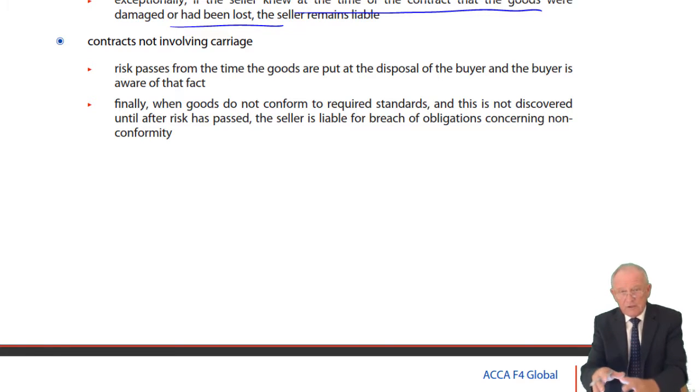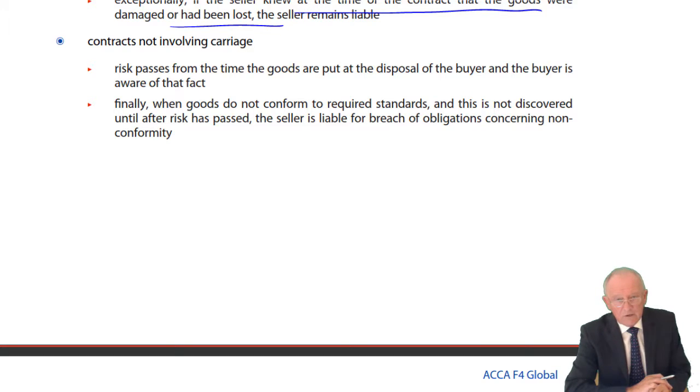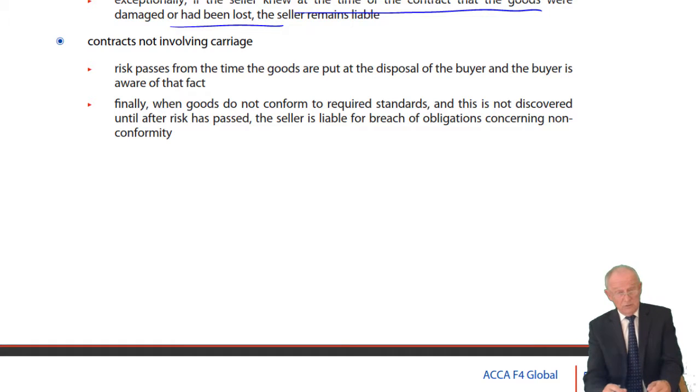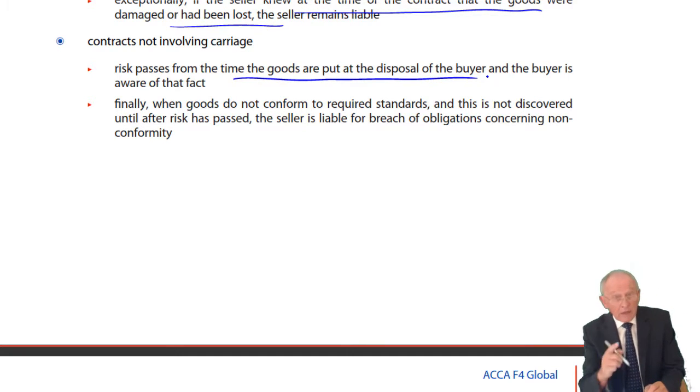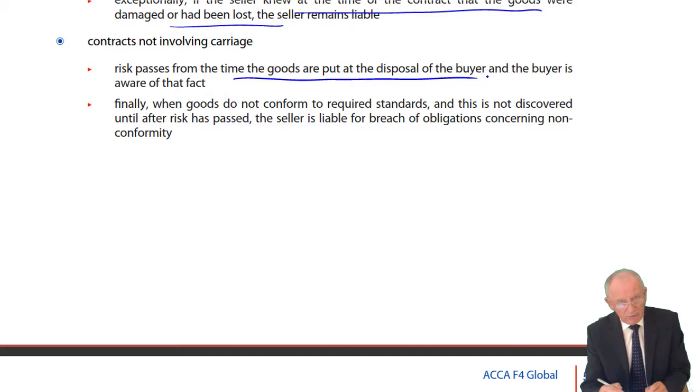So when I say, yes, I do, and I have already put your name on, they are now unconditionally appropriated, they don't involve carriage. When are you going to send your driver around to collect them? And this is the situation. It's up to you, because once you come and collect them, then your goods risk passes with ownership. So the risk passes from the time the goods are put at the disposal of the buyer, and I have told you that they are now at your disposal.